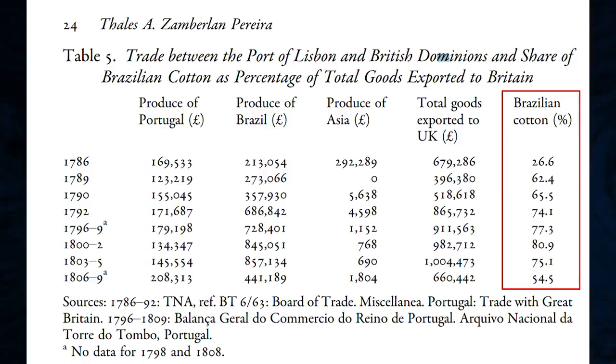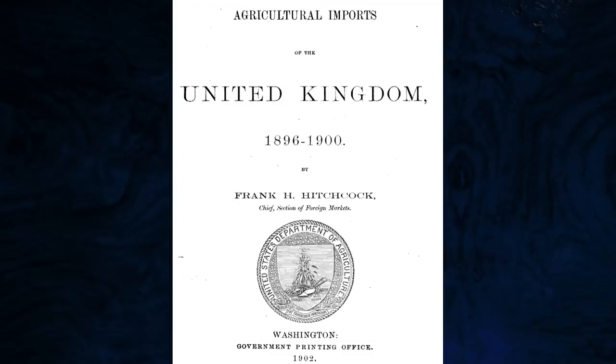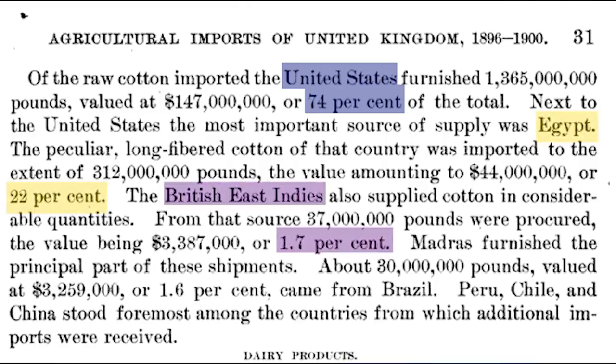and almost nothing is coming from Asia. From Frank Hitchcock's work, Agricultural Imports to the United Kingdom, 1896 to 1900, it stated that 74% of the UK's cotton came from the United States over these years, 22% came from Egypt, and a whopping 1.7% came from India. 1.6% came from Brazil, and China, Peru, and Chile, in some combination, apparently made up most of the rest, although where the rest comes from, he doesn't quite say.